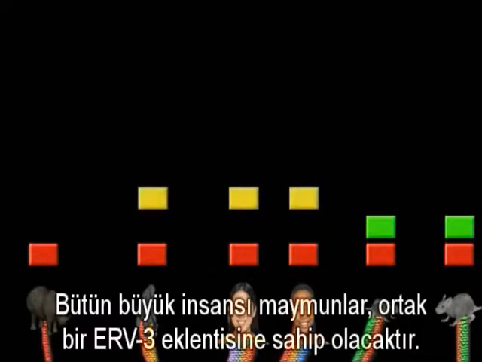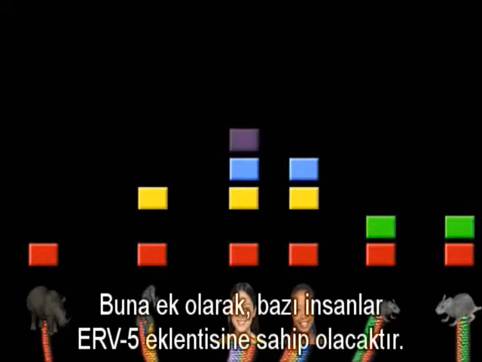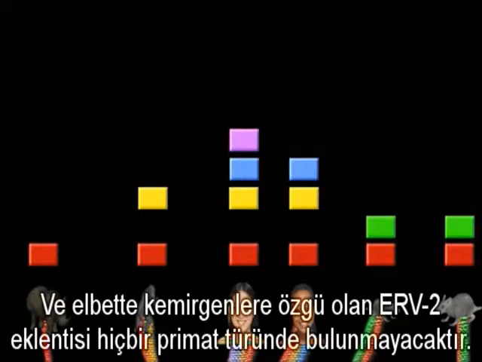All great apes will share an identical ERV3 insertion. All humans will possess an ERV4 insertion that is not found in the chimps or other apes. In addition, some, but not all humans, will carry an insertion of ERV5. And of course, the rodent-specific ERV2 insertion will not be found in any primate species.